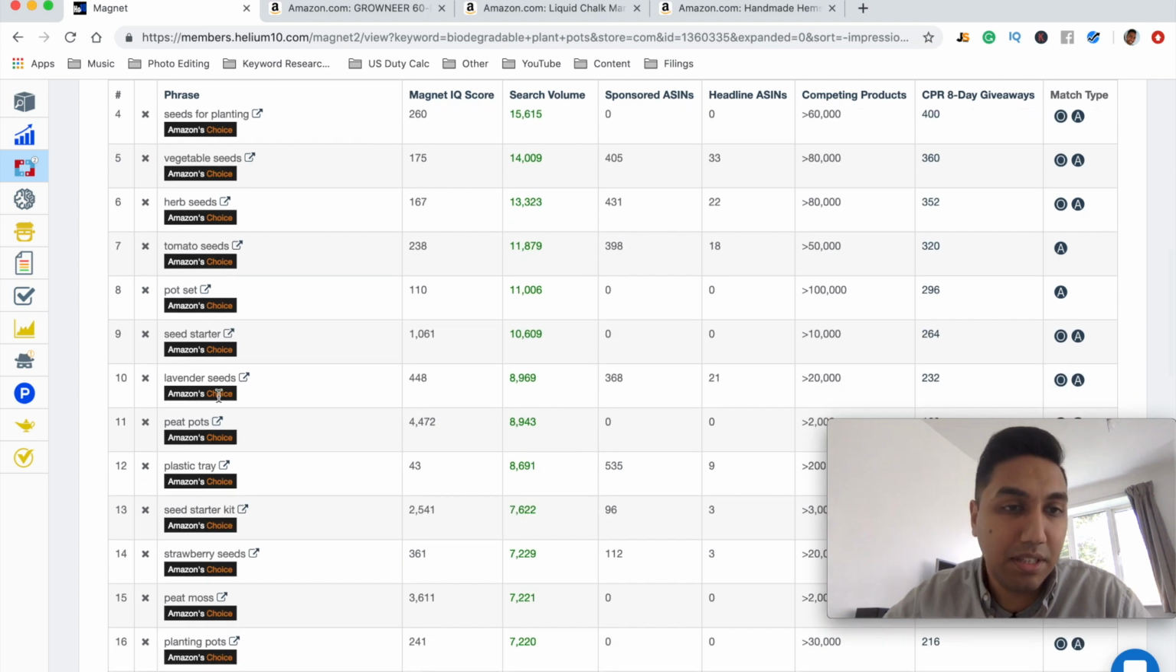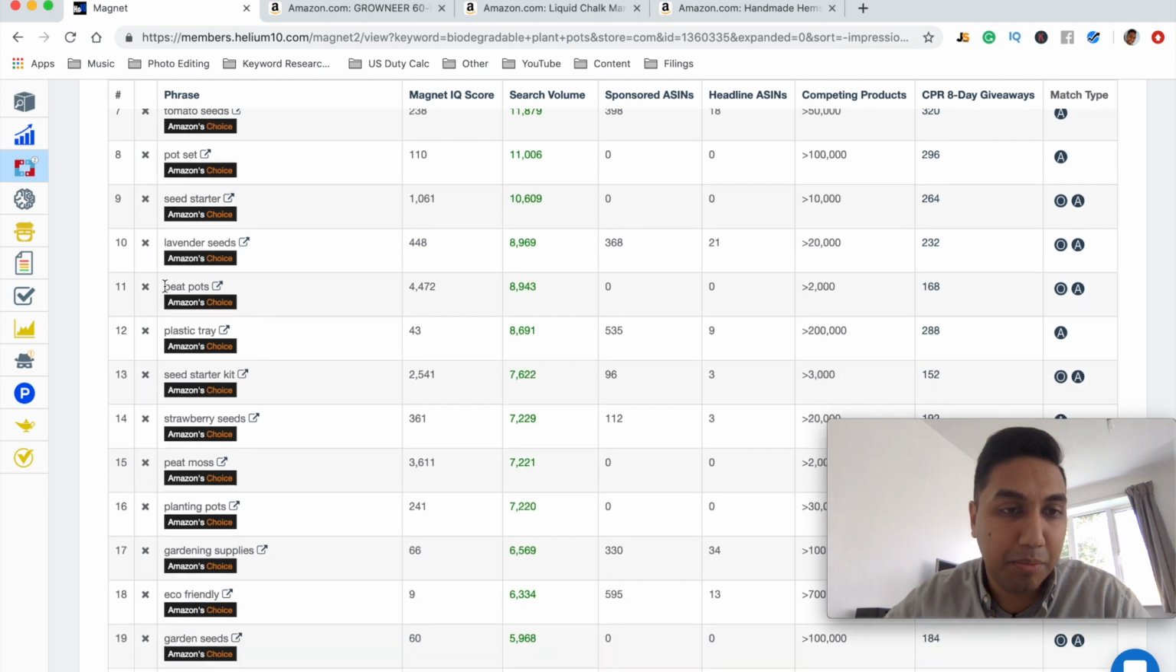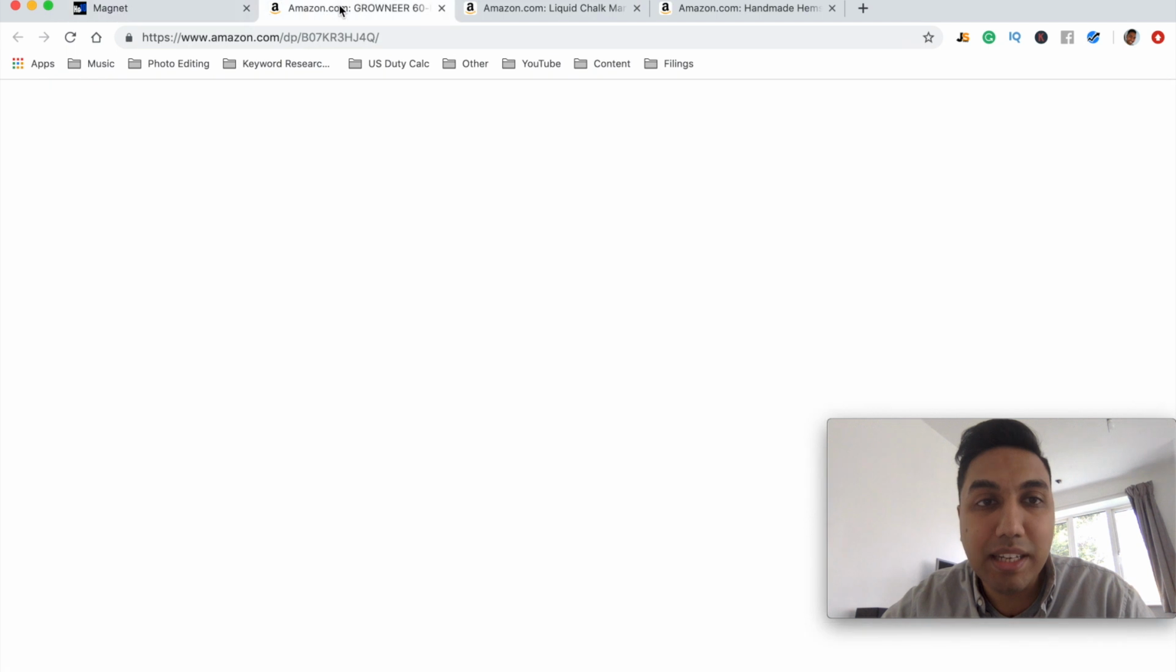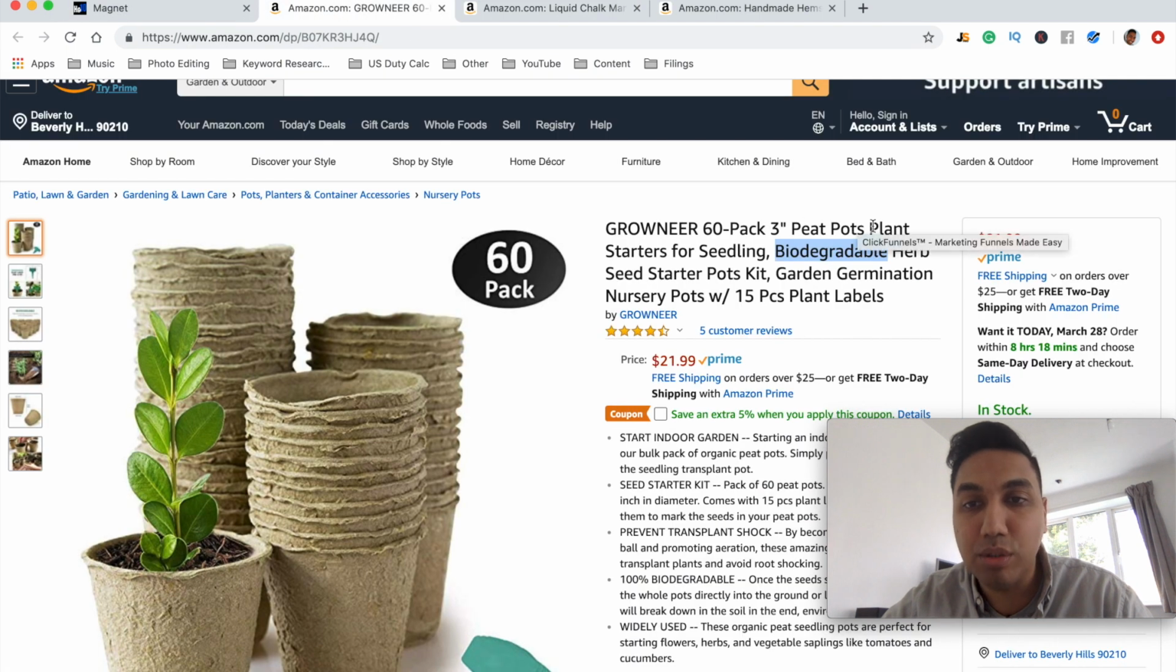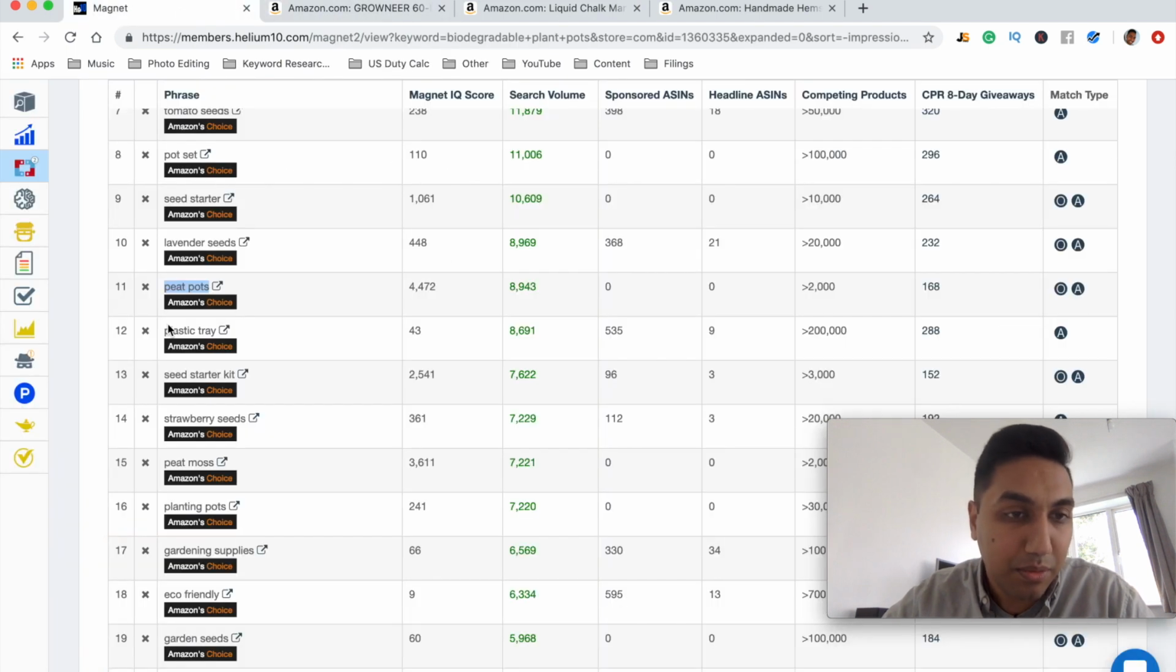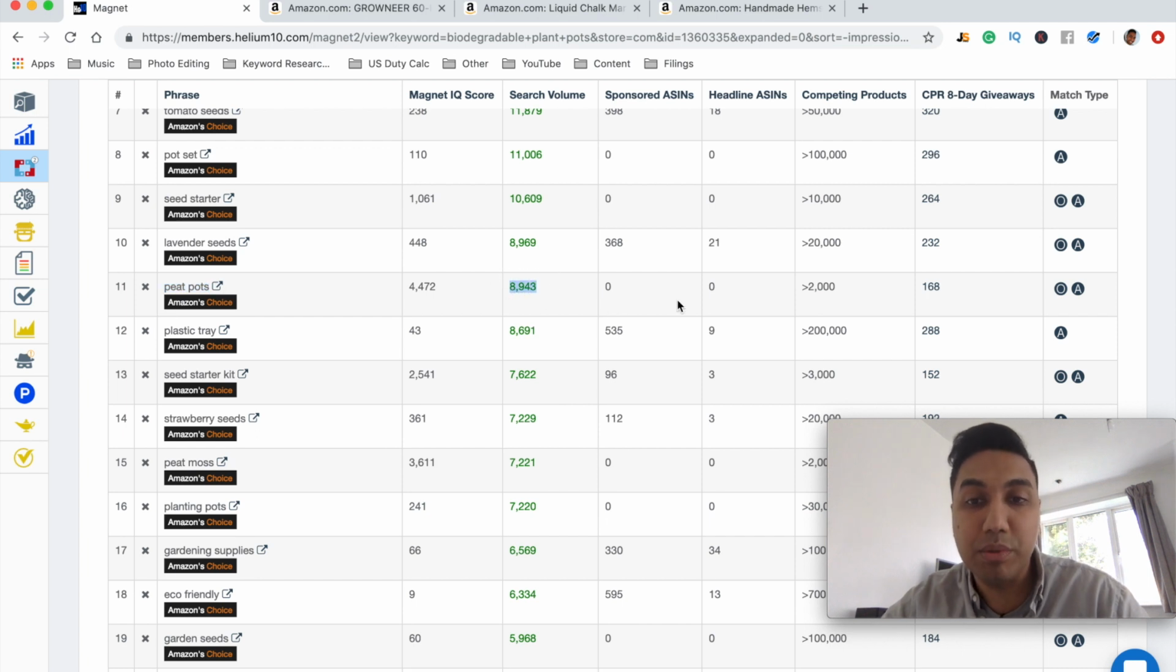All right, so as you can see over here, that peat pots term is correct, but we just typed it in wrong. We added an extra word. We typed in peat pot plant. So peat pots is what we want to look for. As you can see, there's just under 9,000 people searching for it and less than 2,000 competing products. So this is what you want to look for.